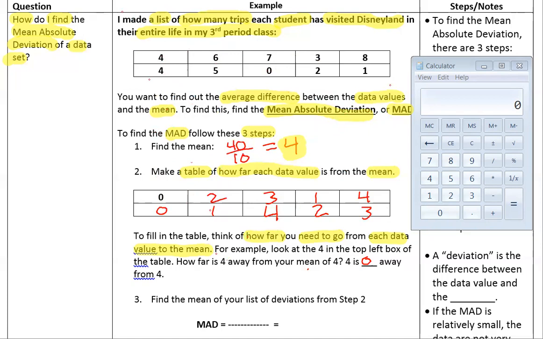Okay, so last step. Now we have our list of deviations. Now we find the mean of our list of deviations in step 2. So I'm going to add all of these together. That column is 0. This column is 3. This column is 7. 3 plus 7 is 10. Plus 3 is 13. Plus 7 is 20.